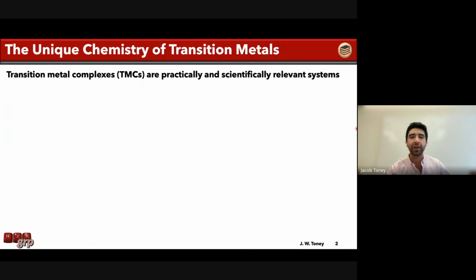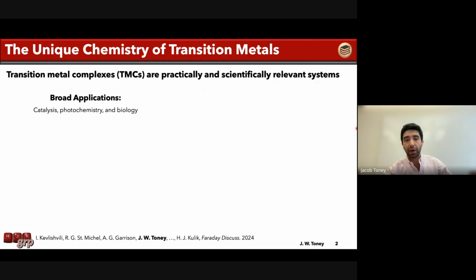So getting started. Transition metal complexes are very practically and scientifically relevant systems. They see very broad applications in catalysis, photochemistry, and biology, largely due to the unique electronic structure of d electrons, and the availability of ligands to come into the metal and change the electronic properties. In biology, they're relevant not just in transition metal drugs, but the overwhelming majority of enzyme active sites, which do these dream reactions that we're interested in, are catalyzed by transition metals.